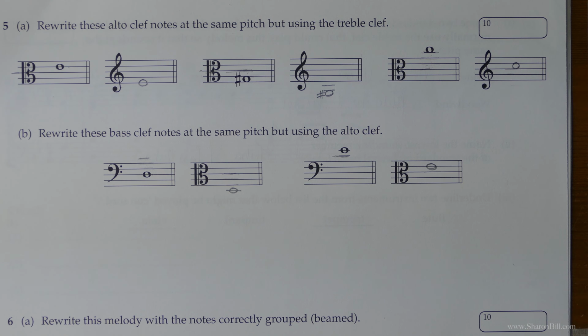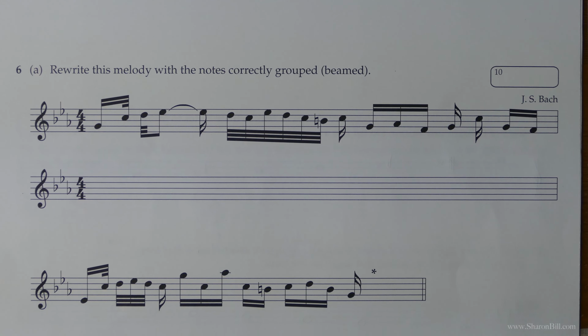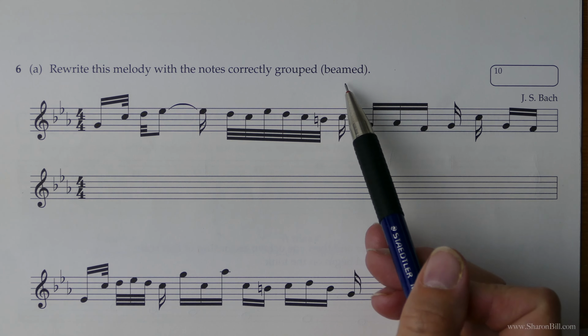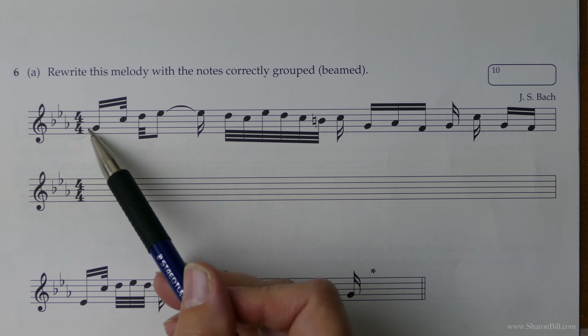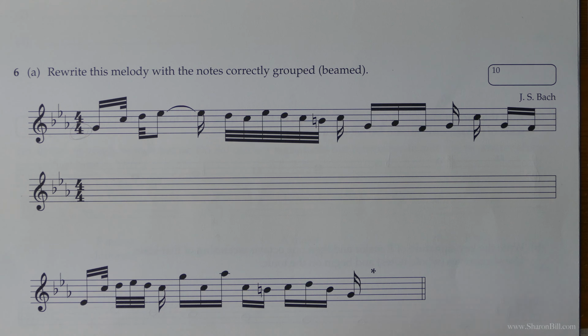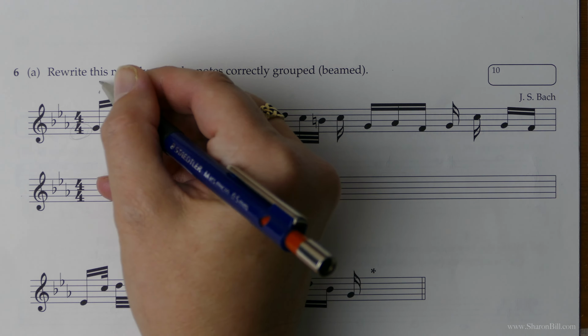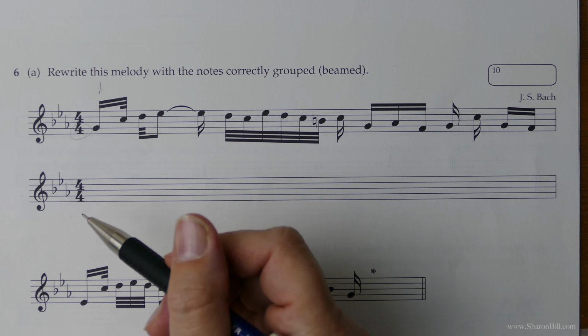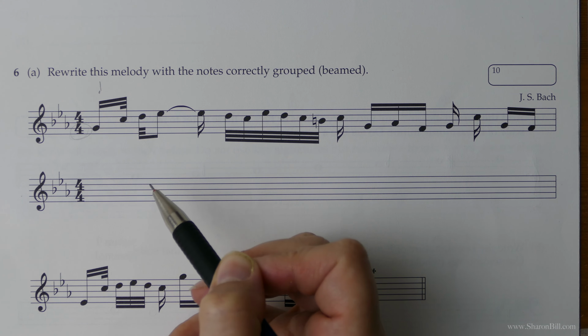So now we're going to have a look at this next question. We're asked to rewrite this melody with the notes correctly beamed. So we've got to group these notes, and we always have to group or beam the notes to reflect the unit value of the time signature. So we need to be showing where each crotchet beat falls. Now we've got lots and lots of increments of notes here.